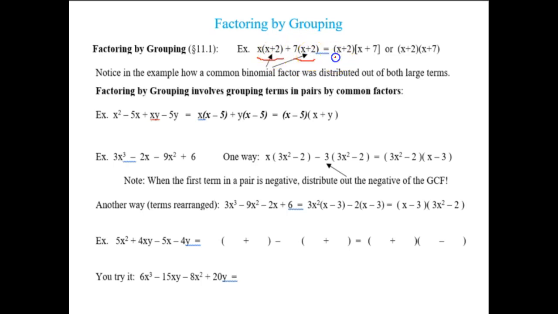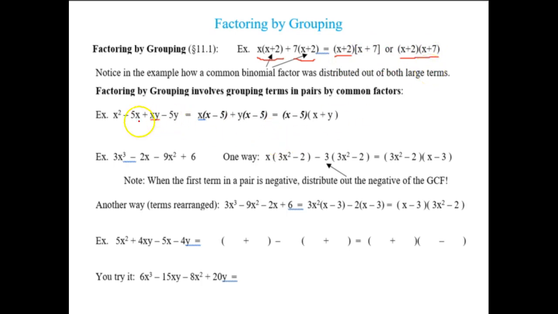And so I can distribute out that common binomial factor, bring it out to the front of the expression. I'm going to bring out the x plus 2, and so I'll have left over x. And then if I pull it out of the second term, I have 7. So x plus 7 would be the remaining terms after you distribute out x plus 2. So this ends up to be x plus 2 times x plus 7.